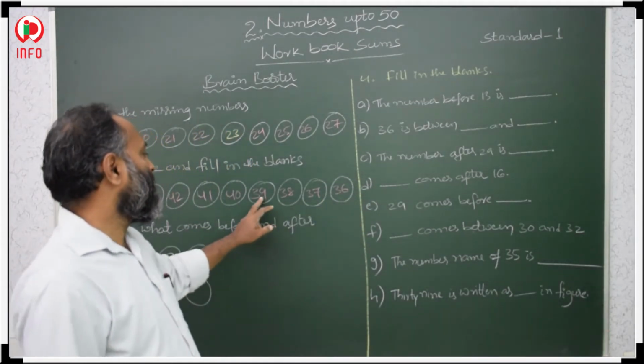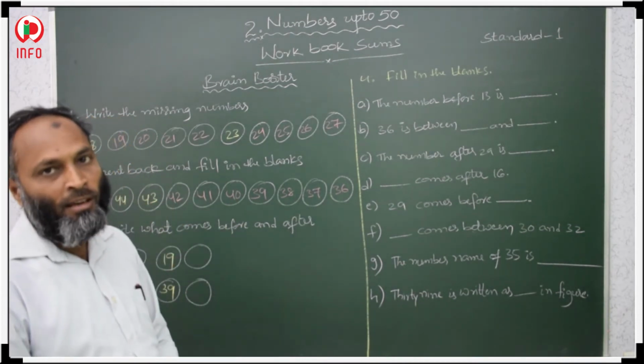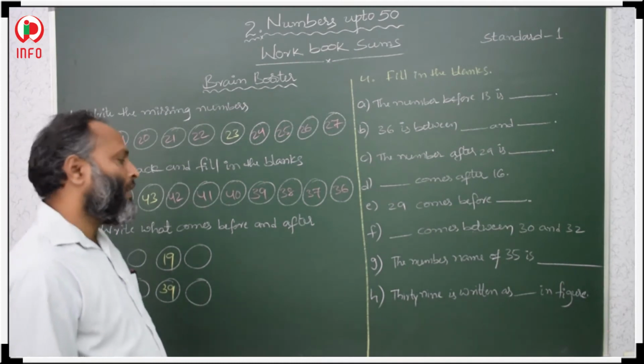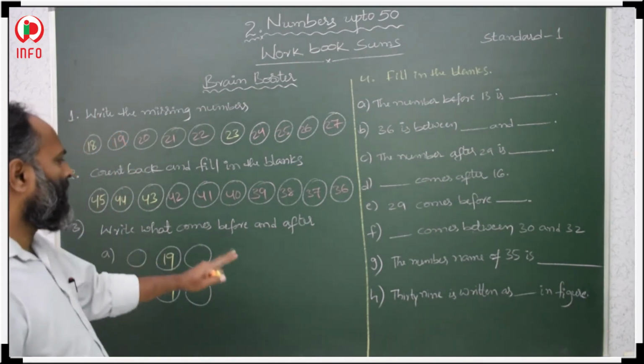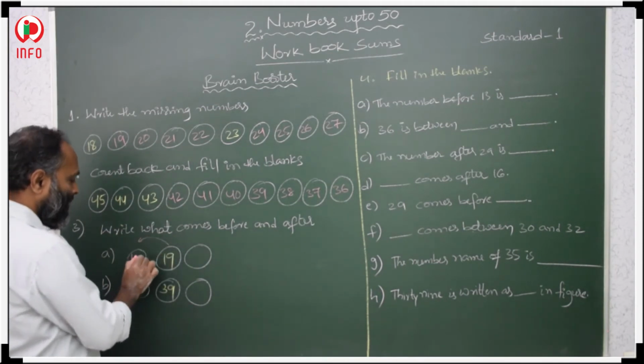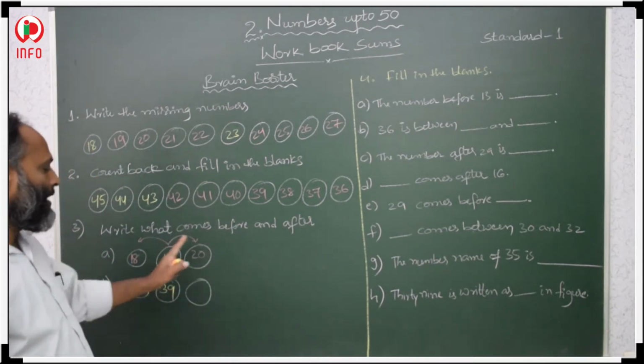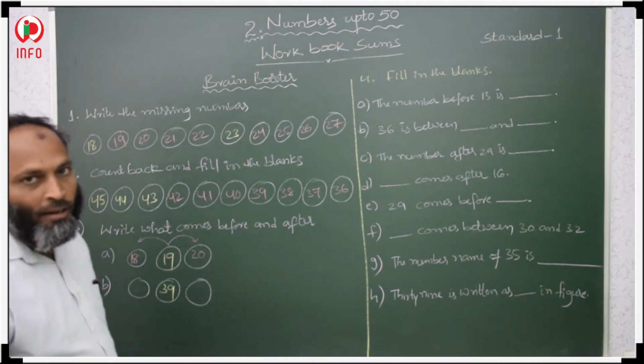36, 37, 38, 39, 40, 41, 42, 43, 44, 45. Okay, so like this we have to write back counting numbers. Here, write what comes before and after. The number before 19 is 18, and the number after 19 is 20. 18, 19, 20.